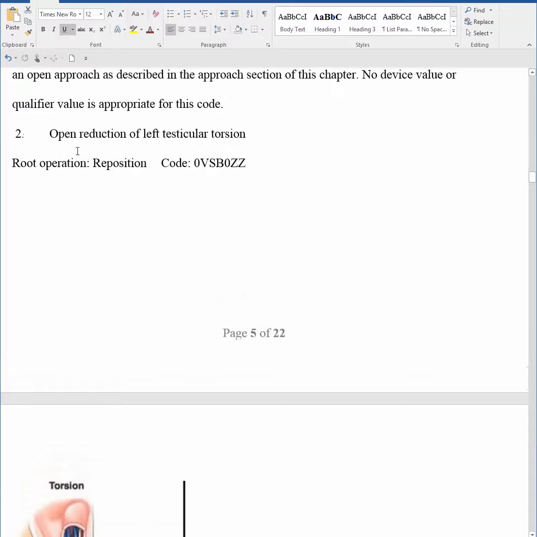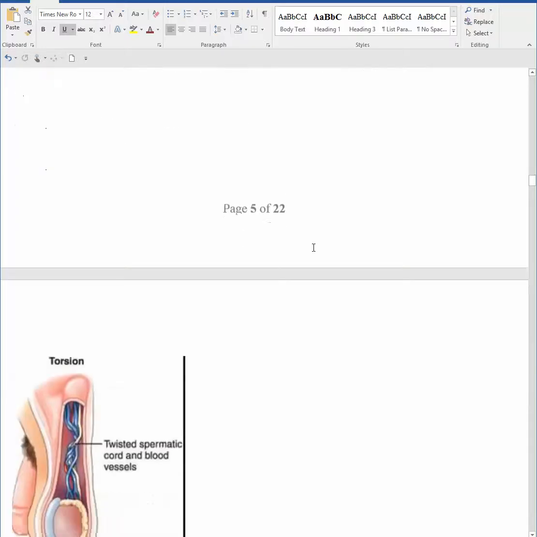Per the information, it was an open surgical approach. So we're going to index reposition and then testicle. We end up with the code of 0VSB0ZZ.